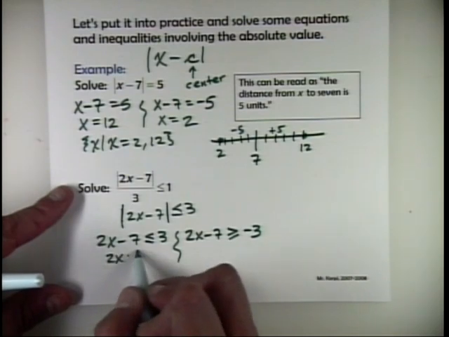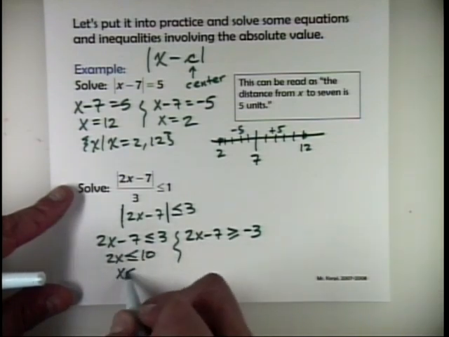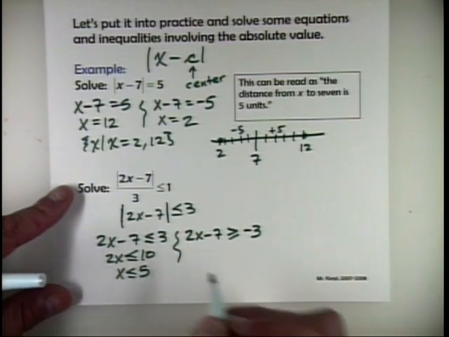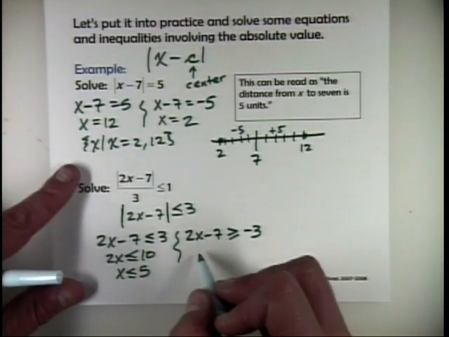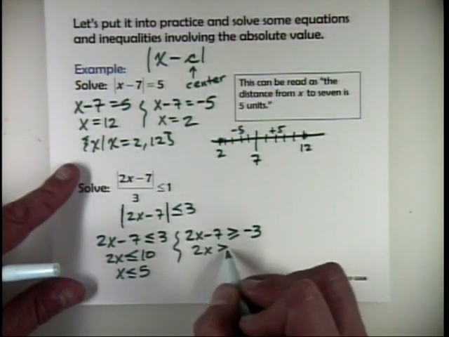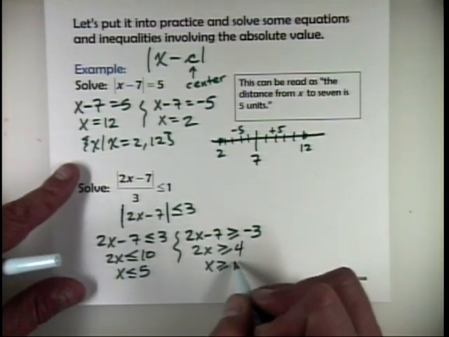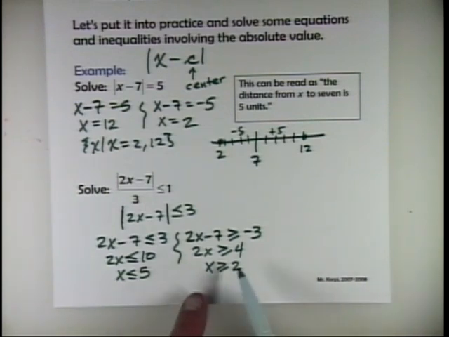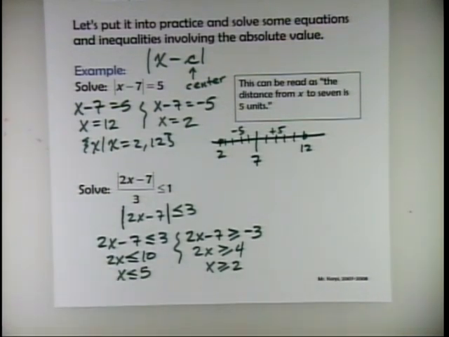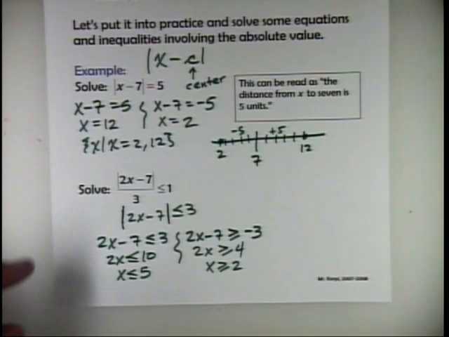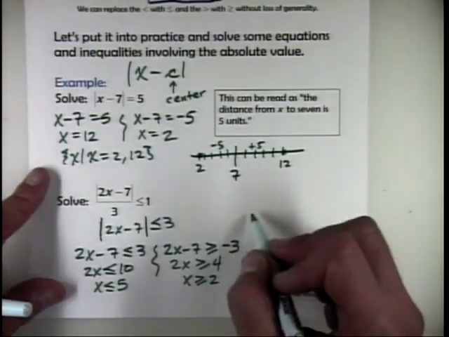If I add 7 to both sides, I get less than or equal to 10. Divide by 2, and I get 5. So x is less than or equal to 5. And over here, I get 2x is greater than or equal to 7 minus 3, which is 4. Dividing by 2, x is greater than or equal to 2. So, greater than 2 and less than 5 at the same time? Yeah, that'll happen. So how do we write our solution set?